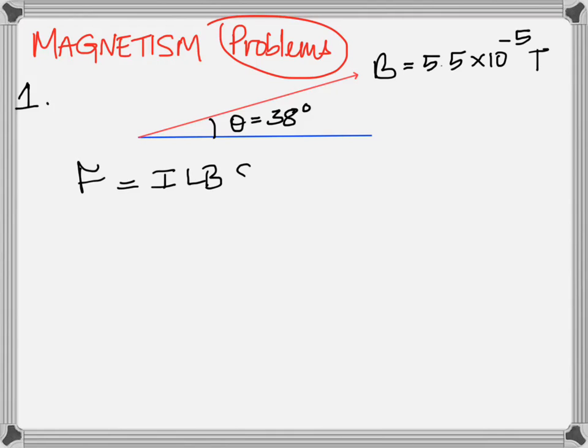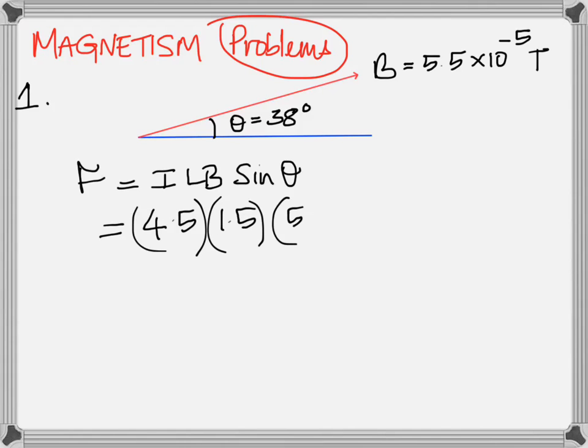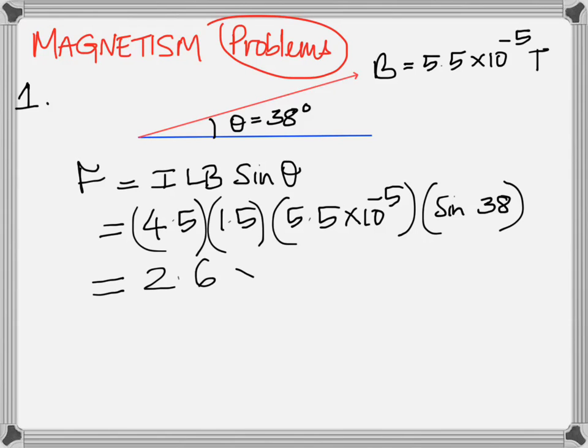Force is IL cross B, or ILB sine theta. All the terms are given here. Theta is, remember, the angle between the current and the magnetic field, which is 38 degrees. So you get 2.6 times 10 to the negative 4 newtons.